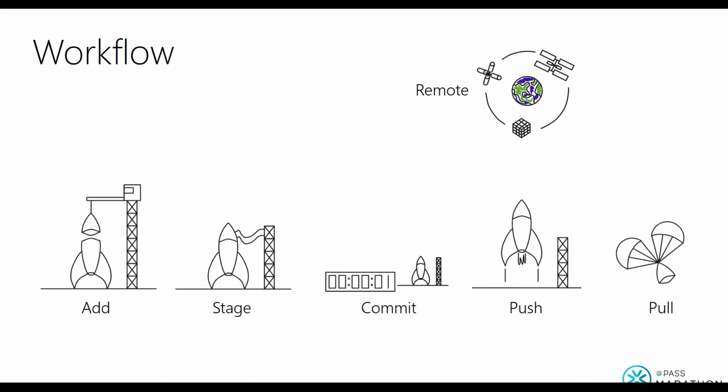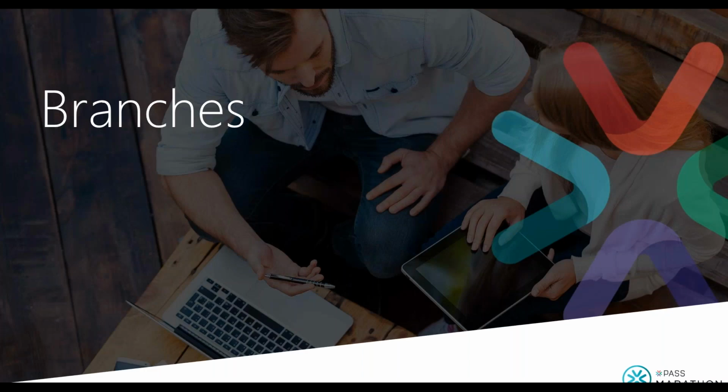So with all that brought together, you're going to be able to see this pattern where you add the code, stage the code, commit it, push it to the remote, and then pull it back down. And if you get nothing else but that, you're going to get the majority of what you need to do with Git. Now, while all of that's great, the bigger piece that's valuable for Git is branches.